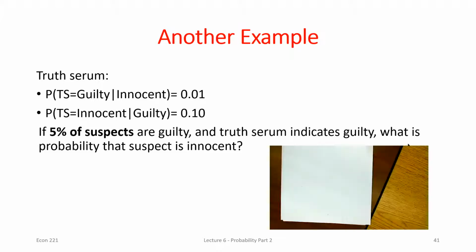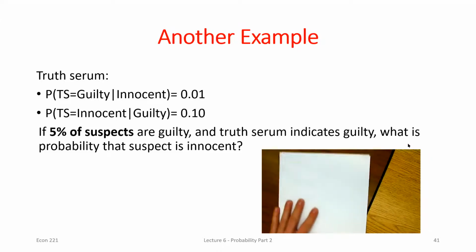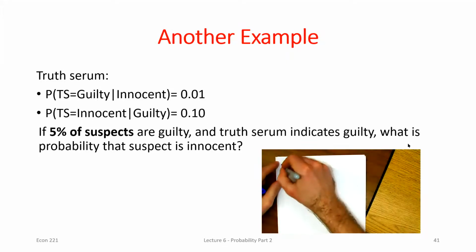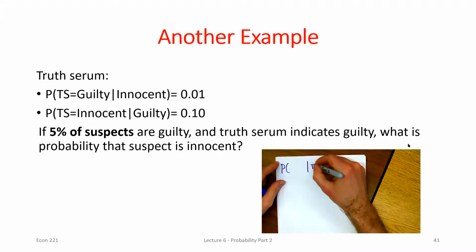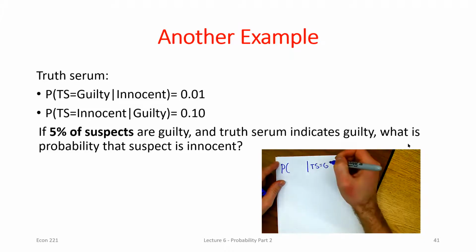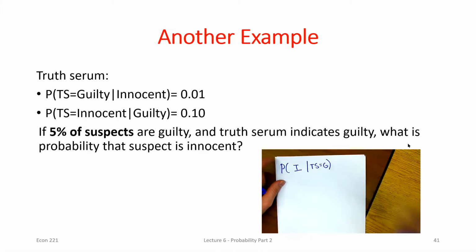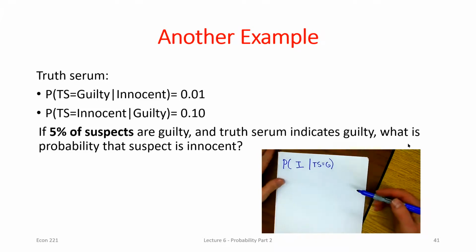So what we're looking for here, we'll first identify what we're looking for. The probability that, given that this truth serum makes them say they're guilty, what's the probability they're actually innocent? I'm just going to shorthand innocent and guilty with I and G. I did it differently in the last class and I ran out of room a lot, so we're going to try it this way. What are we given?